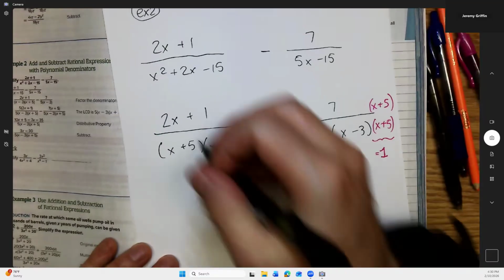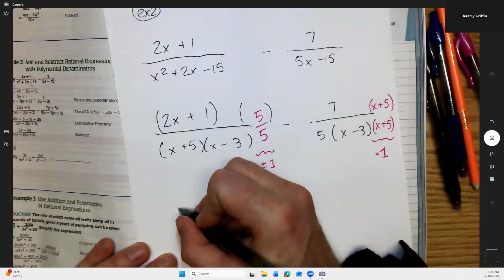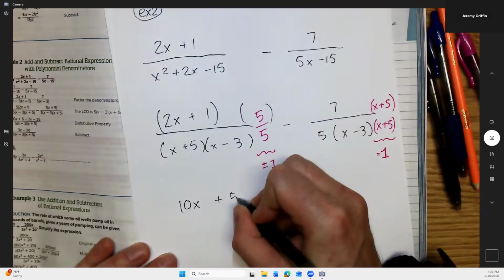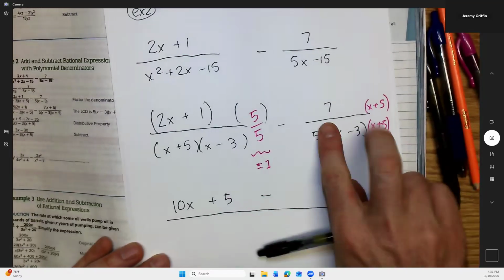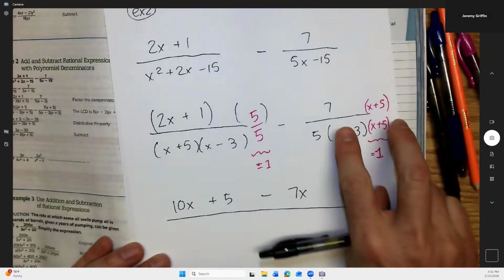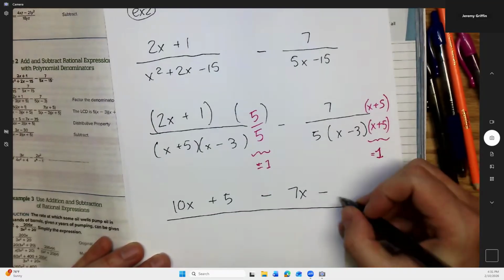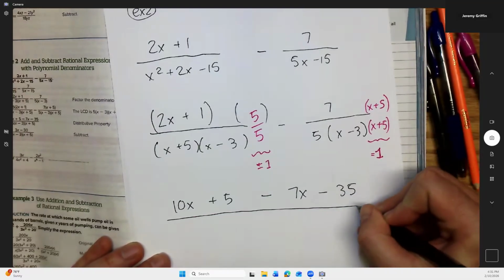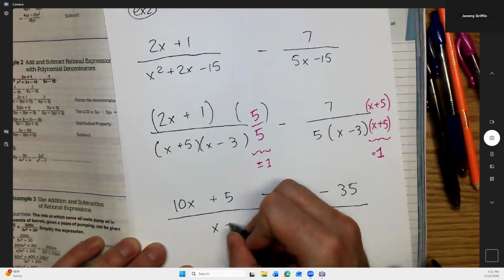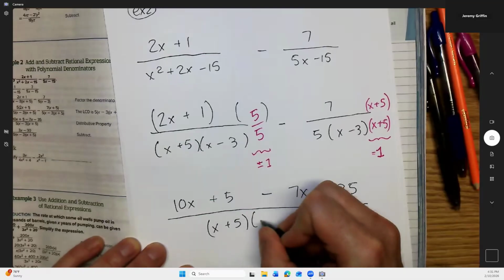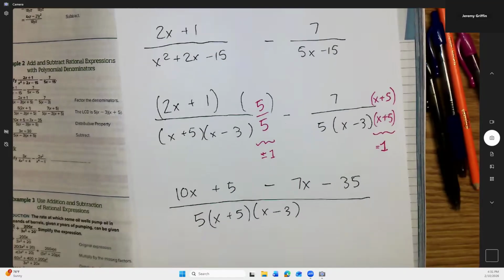Okay, so next step, this 2x plus 1 gets multiplied by this 5 up here. That gives you 10x plus 5. And then I'll say minus, and then this is 7x. And then 7 times 5 is 35. Now, since it's being subtracted, that negative is still going to distribute and get 35 up here. Notice I'm putting this now on one giant fraction because at this point it will have the exact same denominator, which is x plus 5, x minus 3, and then, well, a 5. I'll just put the 5 in front.